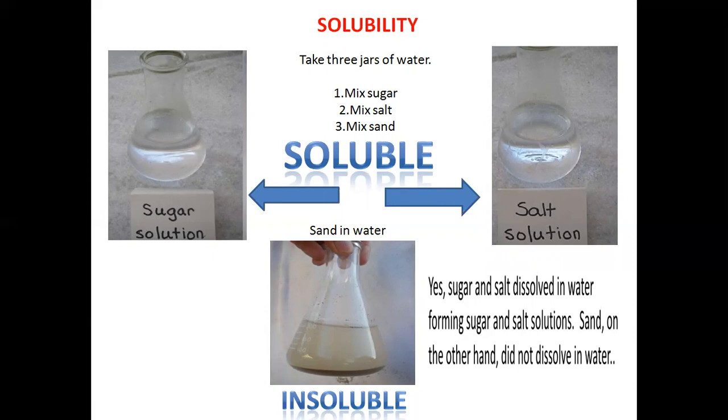Observe it after some few minutes. You can see that in the first and second jar, the sugar will be disappearing. The sugar and the salt would have been dissolved completely in the water. On the other hand, the sand stays at the bottom of the water. So it is clear that the sugar and the salt have been completely mixed with the water.